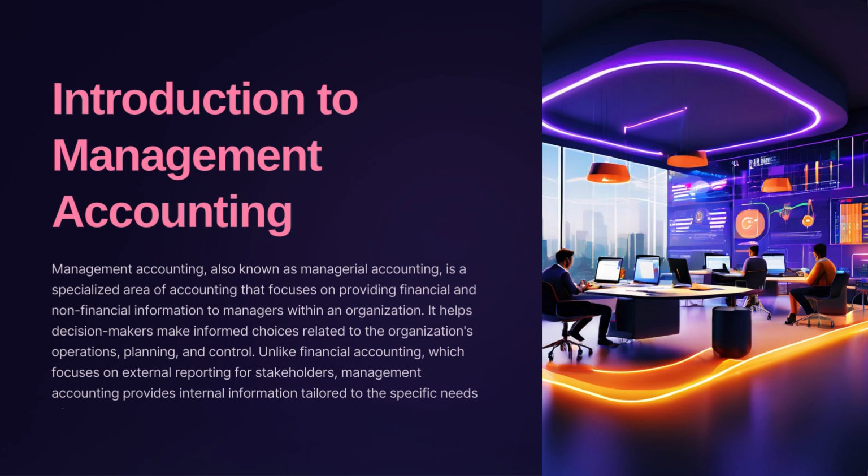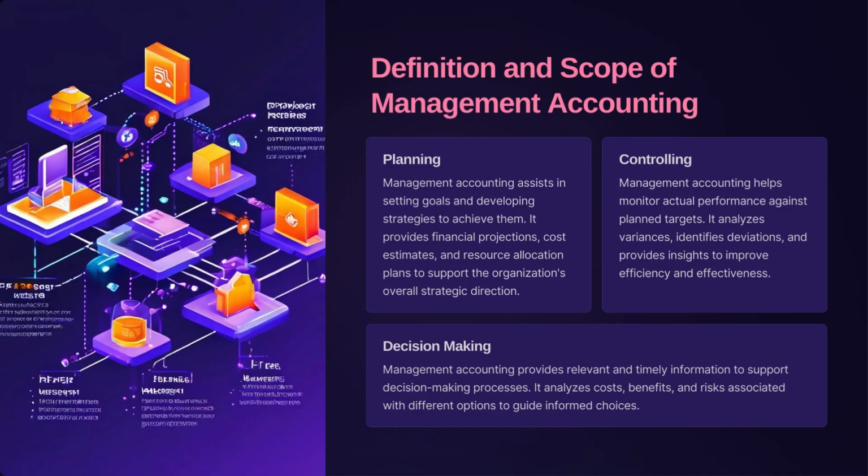of managers. Definition and scope of management accounting. Planning. Management accounting assists in setting goals and developing strategies to achieve them. It provides financial projections, cost estimates, and resource allocation plans to support the organization's overall strategic direction. Controlling. Management accounting helps monitor actual performance against planned targets. It analyzes variances, identifies deviations, and provides insights to improve efficiency and effectiveness.